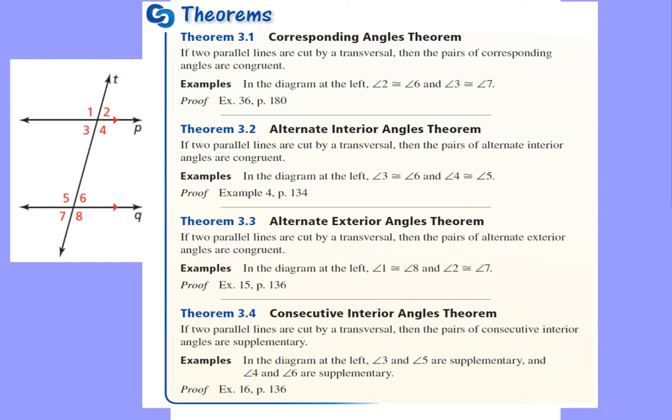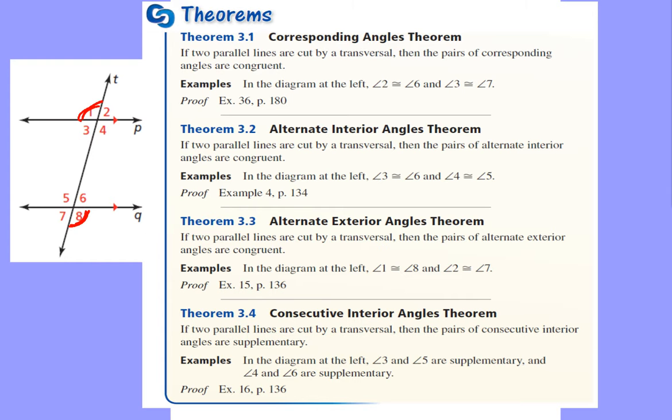Same thing kind of goes for our alternate interior angles. If the lines are parallel, then the alternate interior angles, for example, angle 3 and angle 6, are going to be congruent to each other. So that means 4 and 5, being another pair, are also going to be congruent. Alternate exterior angles, you're starting to notice a pattern. Angle 1 and angle 8 are also going to be congruent if the lines are parallel.